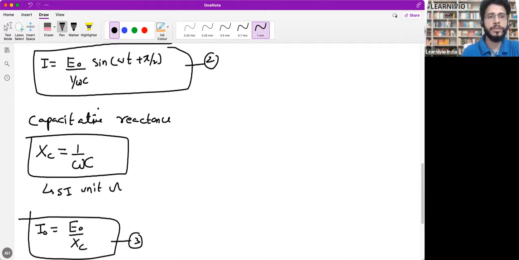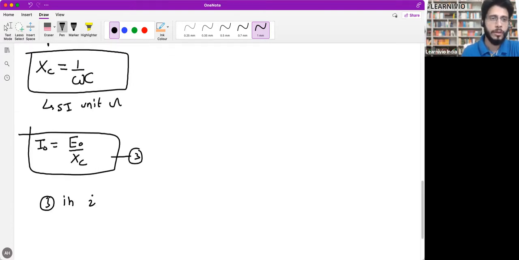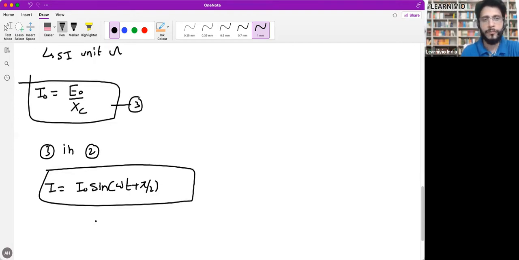If I substitute 3 in 2, then I can write the equation of current as I naught sine omega t plus pi by 2 now. That's the equation. If you look at this equation carefully, this is equation number 4.